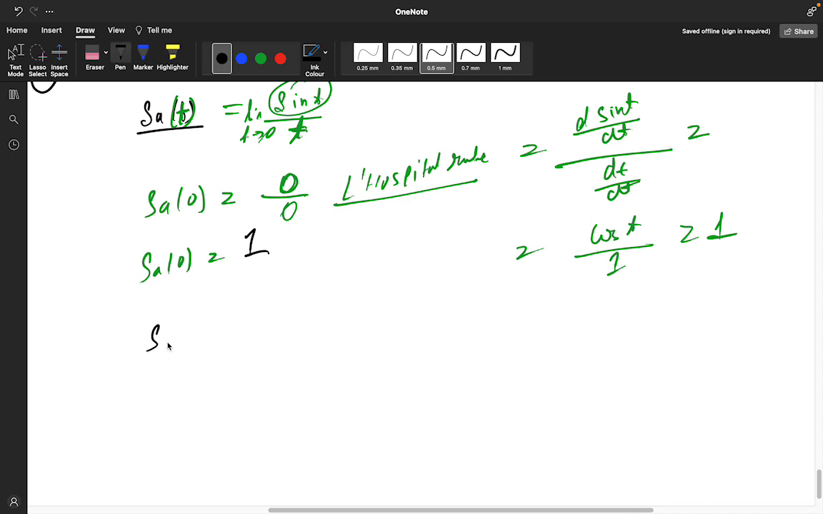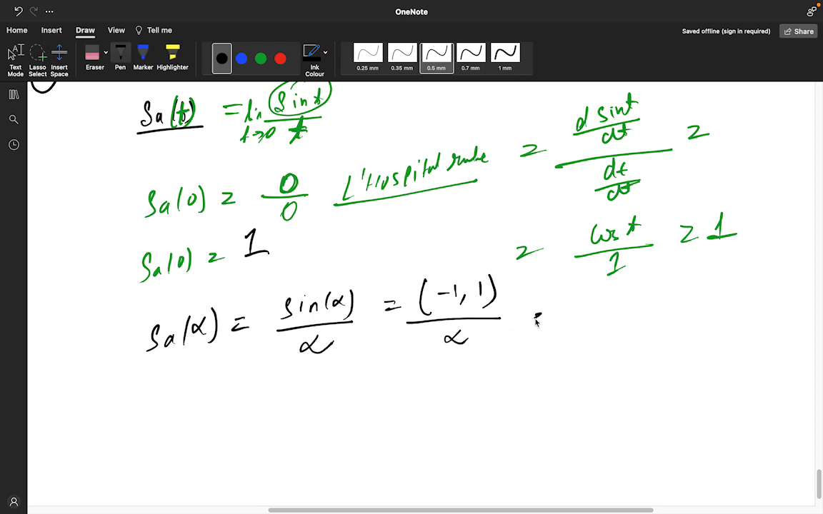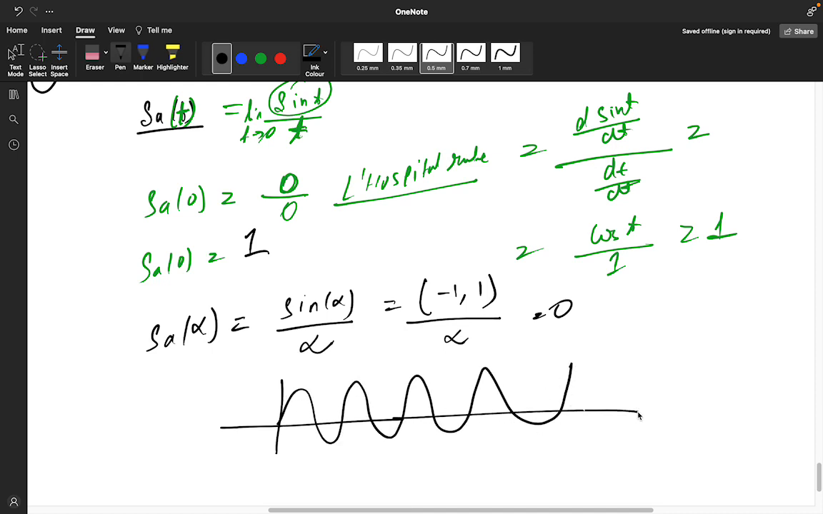And sampling of infinity: sin infinity divided by infinity. Sin infinity varies between -1 and 1. The sine curve is like this, so even if you go to infinity, it varies from 1 to -1. That's why I have written the value between -1 and 1, and if you divide anything by infinity, you will get 0.